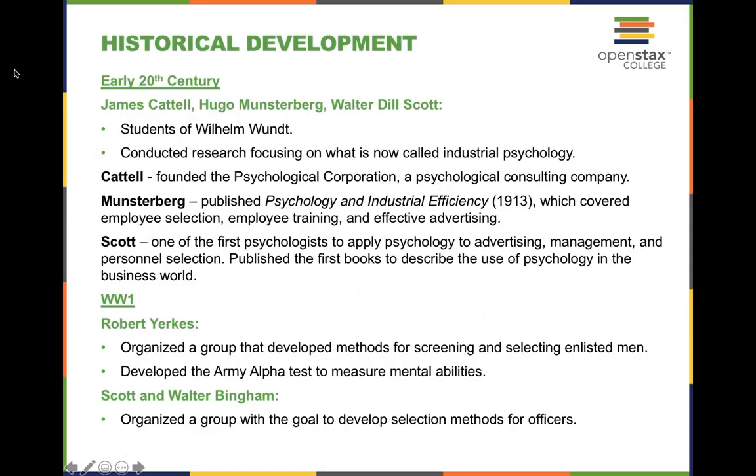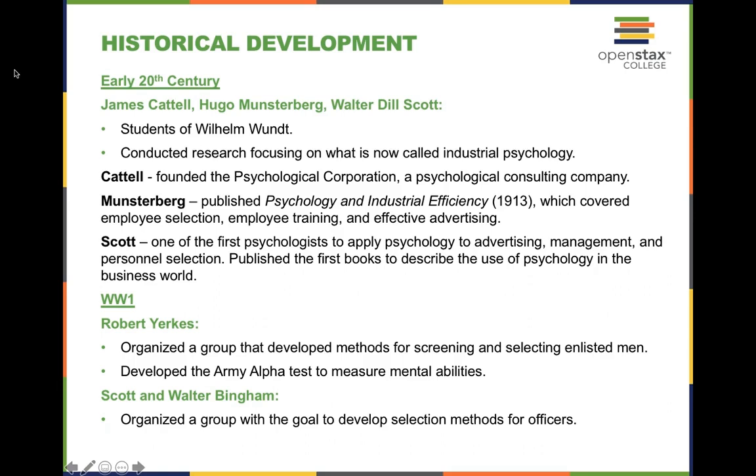Let's look at the historical development of IO Psych. In the early 20th century, we have a few figures that I want us to focus on: James Cattell, Hugo Munsterberg, as well as Walter Dill Scott. These were students of Wilhelm Wundt, who, if you know about psychology from the first chapter, we learn is considered the father of psychology, and he had a student, William Titchener. They both looked at and tried to understand the human experience by looking into consciousness, and they created their school of thought known as structuralism.